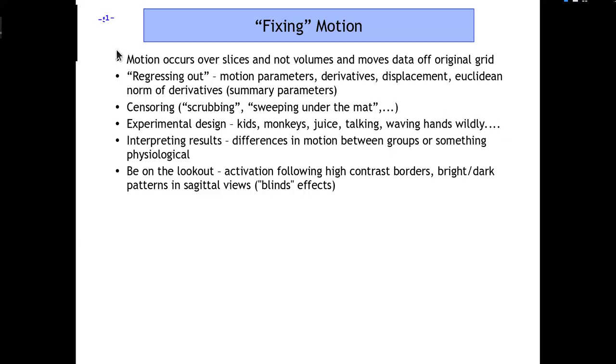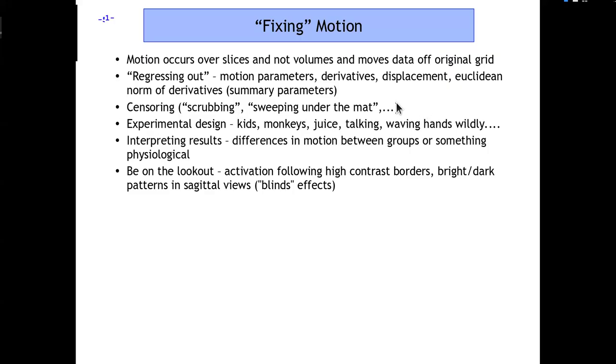Motion is really tricky because it occurs on slices, not volumes. And just regressing out motion is really hard because the spikes go up or down unpredictably across different parts of the brain. So the motion will be dealt with in different ways by definition. Censoring is one thing that we do. It's also called scrubbing in some software tools. It's really just trying to sweep under the mat that we have motion.